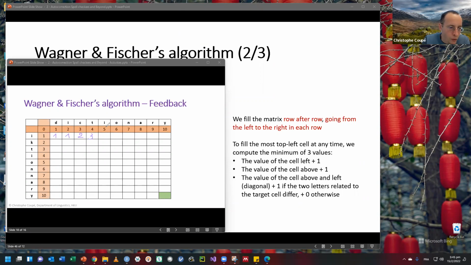And then you continue. Here you have 3 + 1, 4, 5 + 1, 6. And then we have I and I, same letter. So we do 4 + 0, that's still 4. The minimum value between 4, 4, and 6 is 4. And then we have one more cell. And then we can, of course, continue like this.